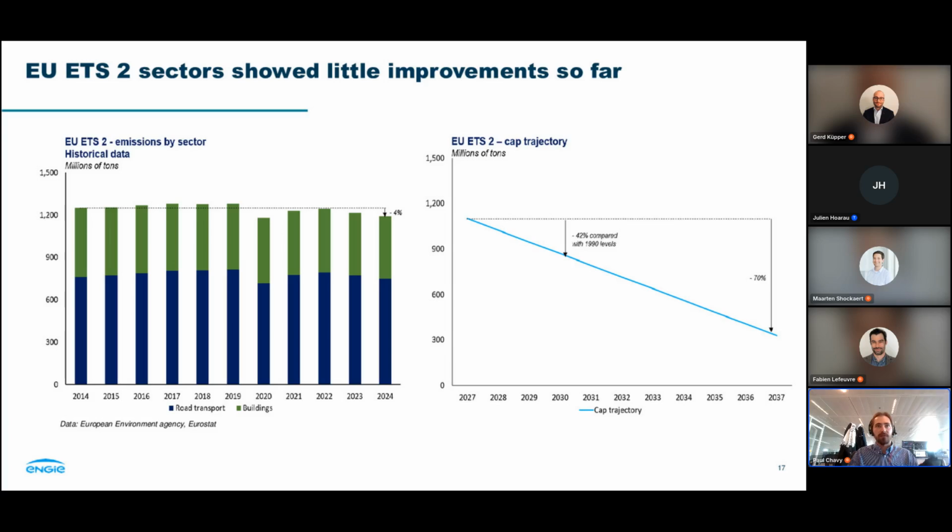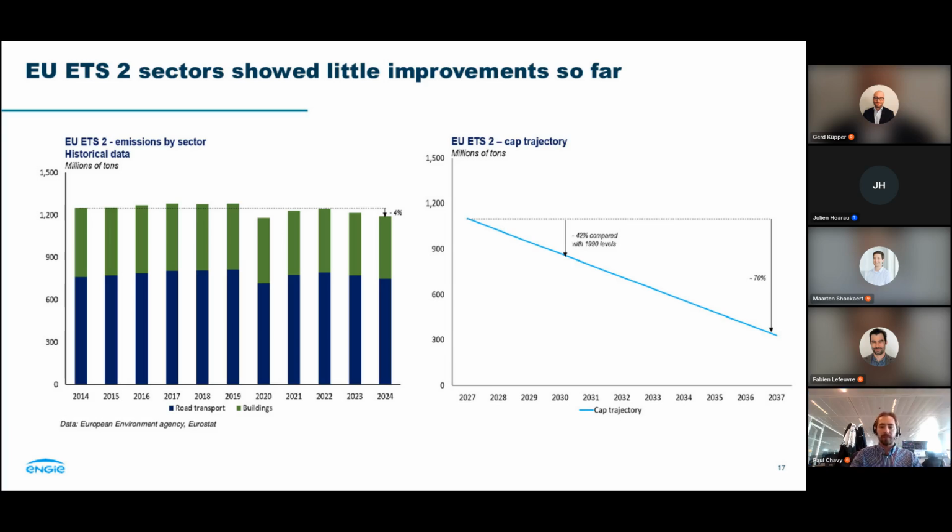Now if we look at the graph on the right, we see the planned cap trajectory for EU ETS2. The target is very ambitious. By 2030, emissions would be reduced by 42% compared with 1990 levels, and by 70% in 2037. But will carbon prices be high enough to effectively drive decarbonization? Because the transition will require large-scale adoption of electric vehicles, for example, or heat pumps to drive down the emissions of these sectors.